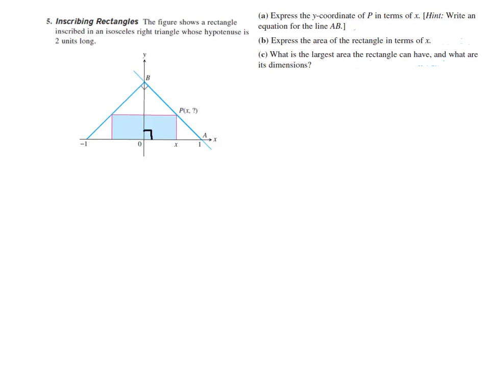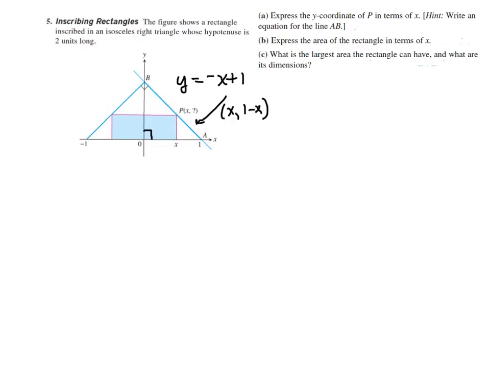So we need the equation of the line. It's going to be pretty easy to get. The y-intercept is 1, and the slope is, we are going down 1 and over 1, so the slope is -1, so our equation is negative x plus 1 for the equation of that line right there. And so that ordered pair P is going to be the point x comma 1 minus x.